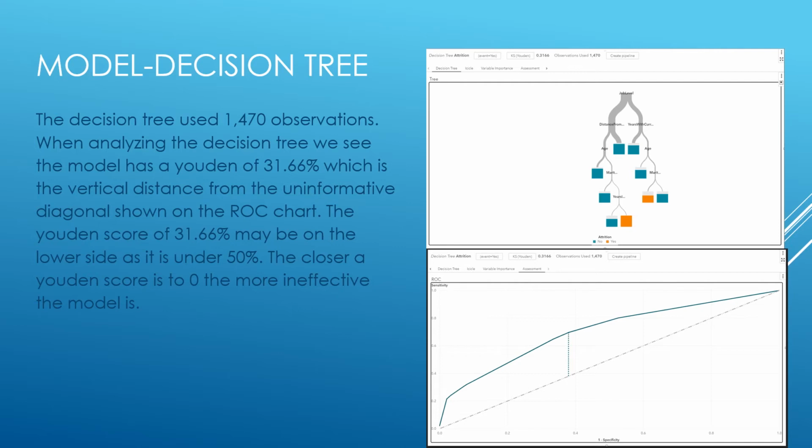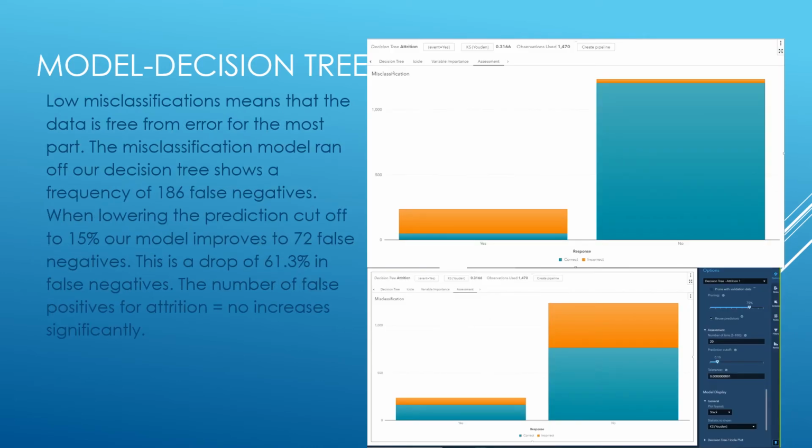But just because a Youden score is on the lower side, it does not mean that the results of the model are statistically insignificant. We want to remember that. Of course, we always want to try to do different things to make the model better, test different things, but in this case, the model showed a Youden of 31.66%. So looking at the low misclassifications in this data means it's free from error for the most part.